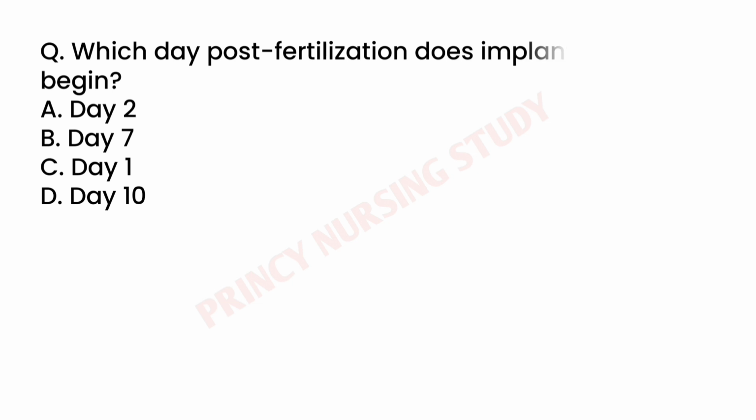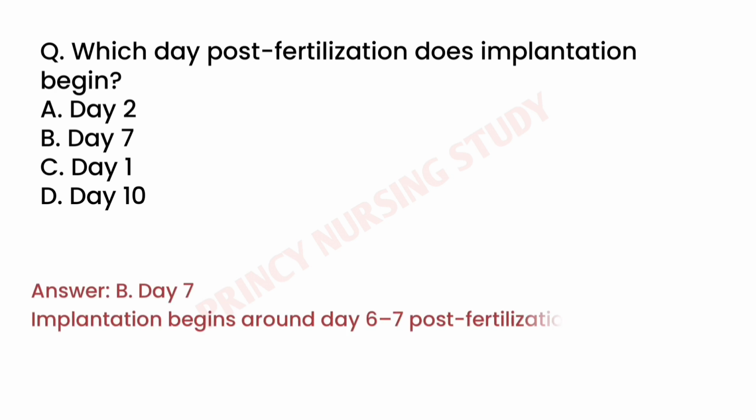Next question. Which day post fertilization does implantation begin? Correct answer is B. Day 7. Implantation begins around day 6 to 7 post fertilization.